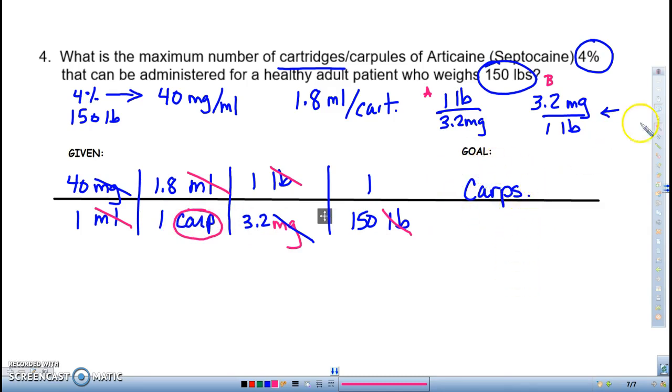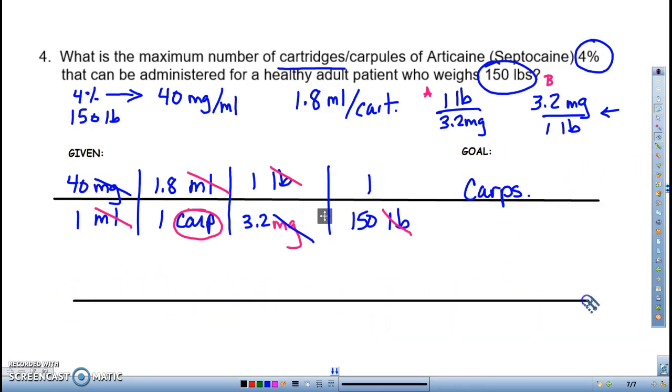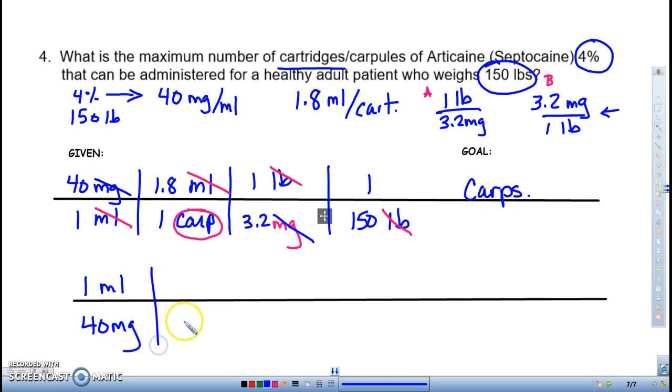It's super easy to fix that. Let me show you what you're going to do. You're just going to flip everything over. Instead of saying there's 40 milligrams of drug in 1 milliliter, we're going to say in 1 milliliter, there's 40 milligrams of the drug. Instead of saying 1.8 milliliters in 1 carp, we're going to say in each 1 carp, there is 1.8 milliliters. And you can see my milliliters still cancel out. The one in the numerator cancels out with the one in the denominator.